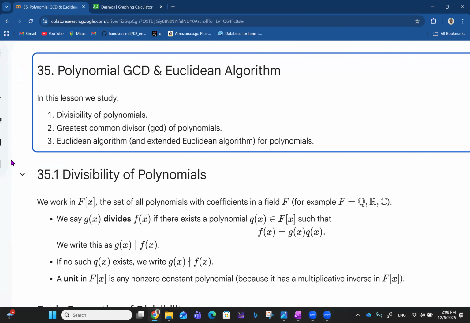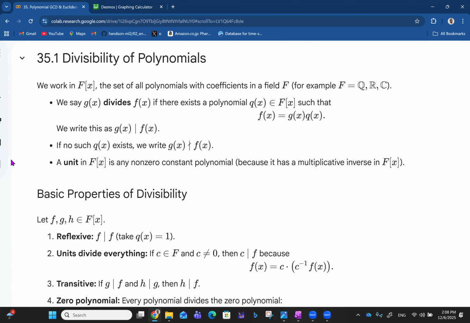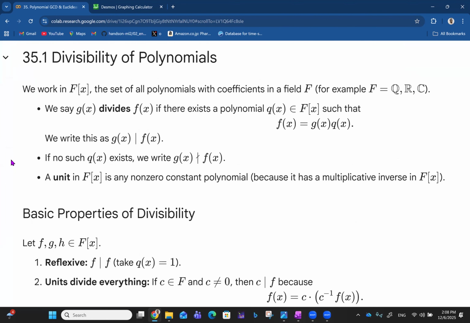So like I said, GCD is greatest common divisor, right? In this lesson, we study divisibility of polynomials. How do you know that one polynomial can divide another? Two, we want to talk about greatest common divisor of polynomials, which we've, of course, encountered previously. And we look at the Euclidean algorithm and extended Euclidean algorithm for polynomials. So let's dive into it. Let's first of all look at divisibility of polynomials.